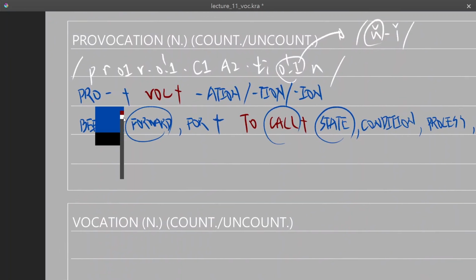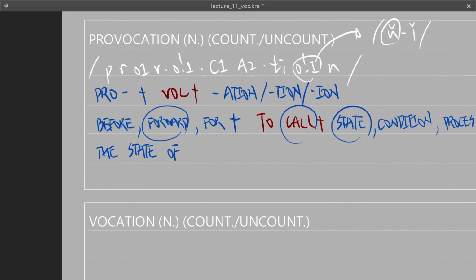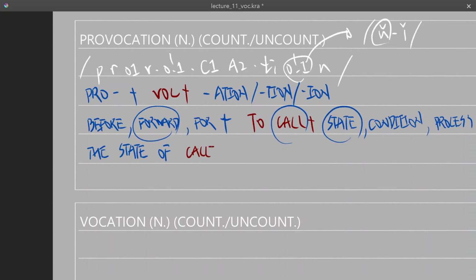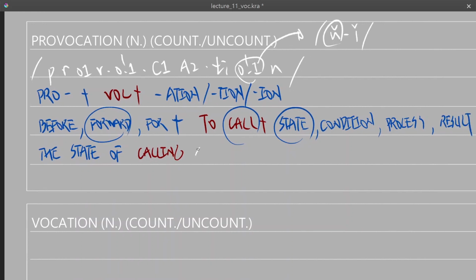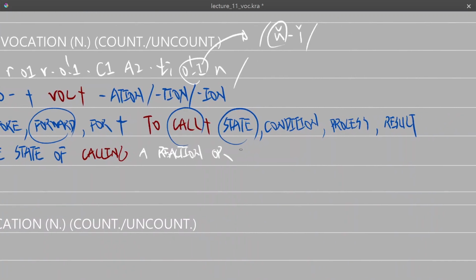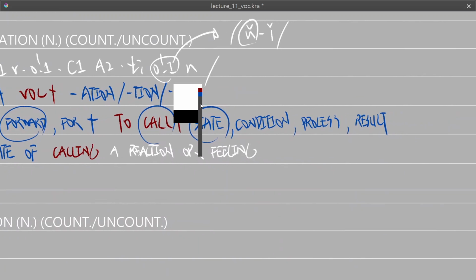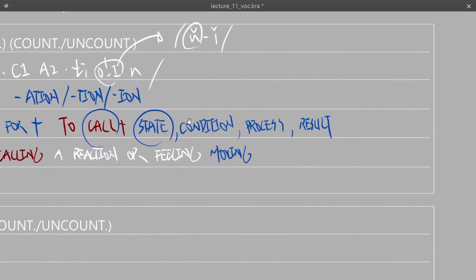Alright, so the state of calling. Calling what? Calling a reaction or feeling moving forward.